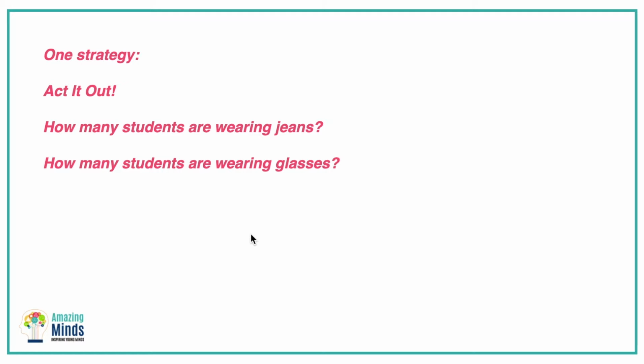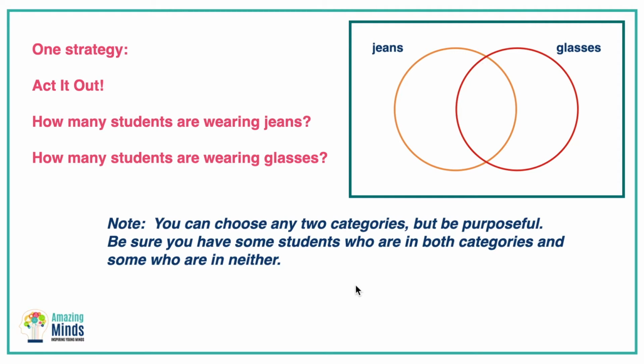But you want to ask them, okay, how can I sort this information so that it does include everyone in the class? And then when they get to a Venn diagram, then you'll start to say, oh, okay, I have some people who are both. I have some people who wear jeans but don't have on glasses. And I have some people who are wearing glasses but are not wearing jeans. And then I have some people who are not wearing either.